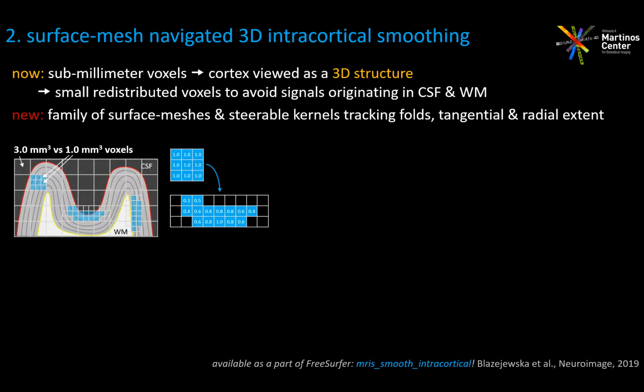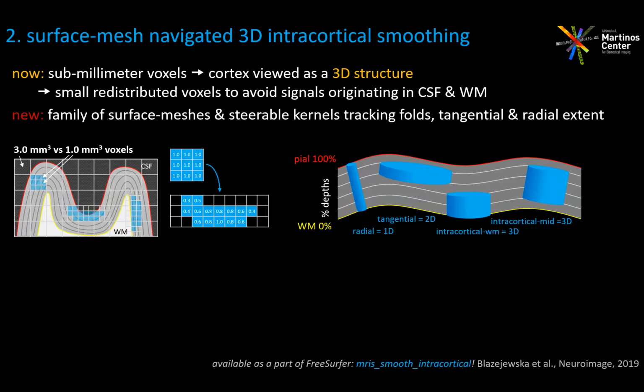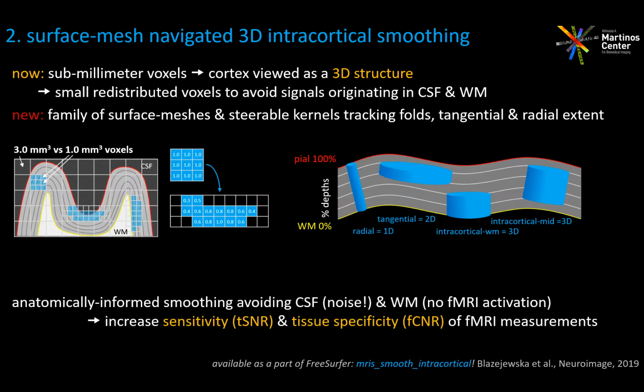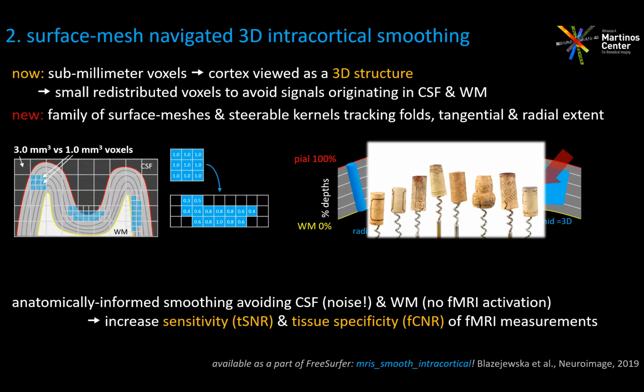So we propose this framework that uses, as I said, the family of surface meshes, and we designed these steerable kernels that follow the cortex, but they're also parametrized both in tangential, so laminar, and radial, columnar direction. So you can have these thin stick kernels, you can have the pancake kernels, and you can have these intracortical kernels. First, we just wanted to see if we can come up with a kernel that would help us avoid CSF and white matter to increase sensitivity and tissue specificity. And these intracortical kernels turned out to be the best. You'll see on the next slide, and they're also known as wine corks in the community.